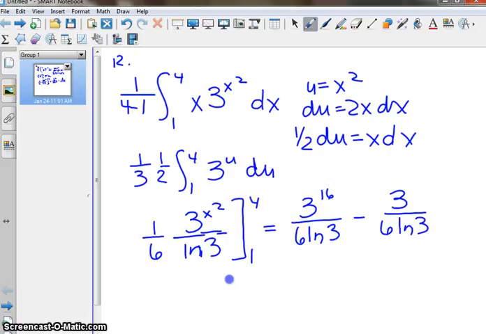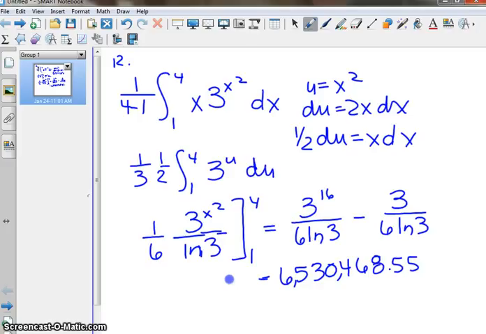So if you actually work that out, this would be the number that you get. So 6,530,468.55.